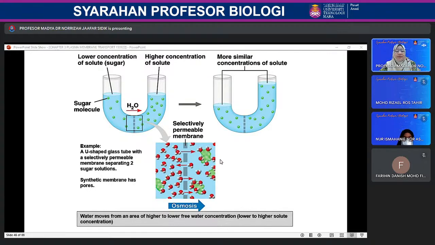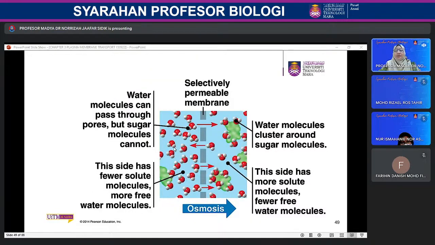Why? Because the sugar cannot move through this selectively permeable membrane, because the sugar molecule is bigger. Okay, and then here you can see a more similar concentration of the solutes. So water moves from an area of higher to lower free water concentration. So you can see here the water molecules will cluster, will surround the sugar molecules.